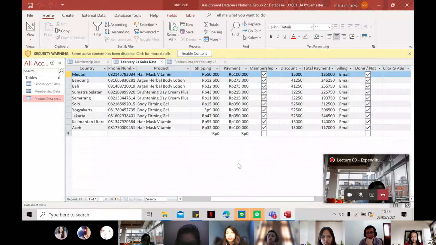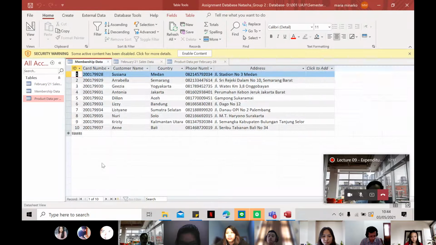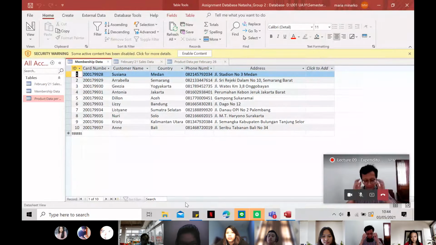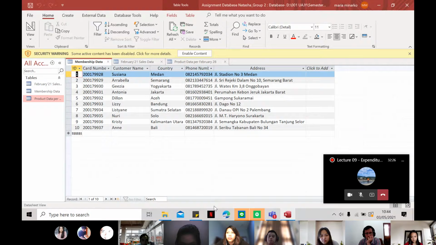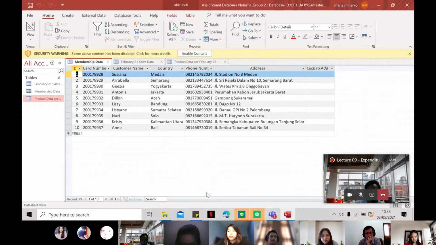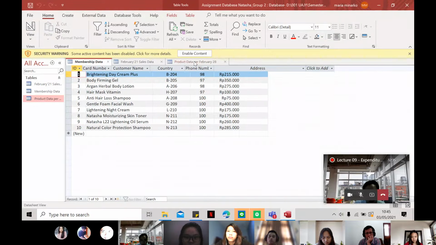And then in the membership data, we have information about their membership. The information consists of the card number, their customer name, the country, their phone number, and their address. And then in the product data, we have the total of all products that have been sold, the product code, the product number of the product code, the quantity, and the total price. I think that's all, sir. Thank you.